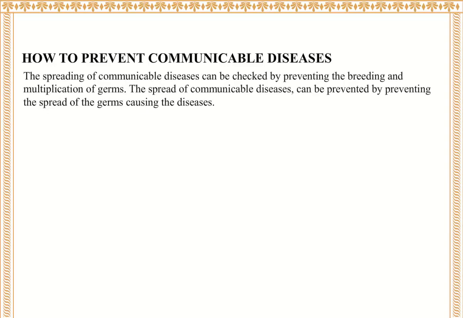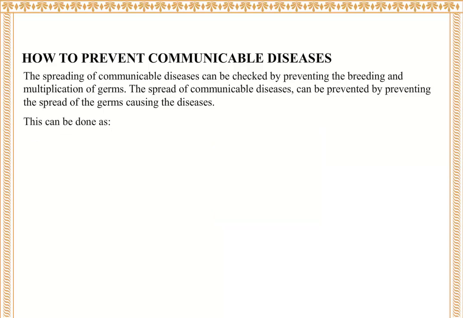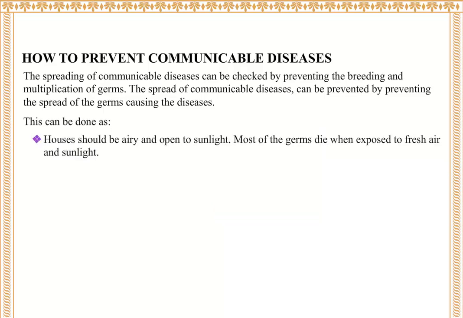second person. How to prevent communicable diseases? The spread of communicable diseases can be checked by preventing the breeding and multiplication of germs. The spread of communicable diseases can be prevented by preventing the spread of the germs causing the diseases. This can be done as houses should be airy and open to sunlight. Most of the germs die when exposed to fresh air and sunlight.